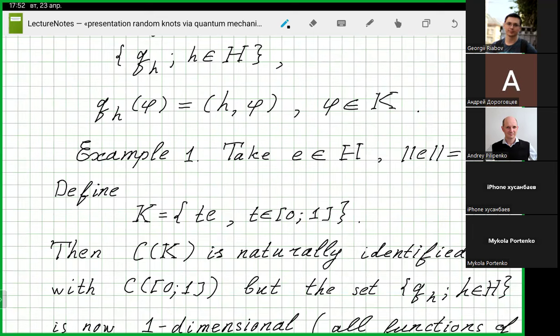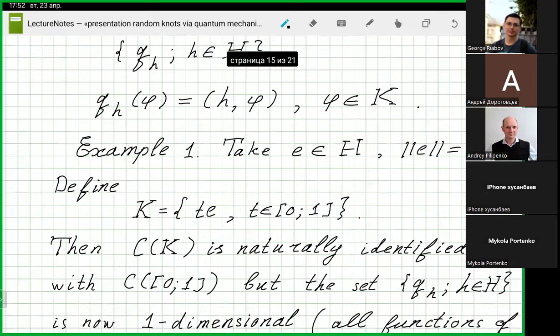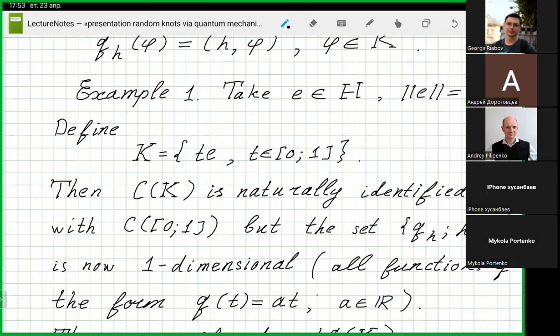Then C_K can be naturally identified with C^0_1, but the set Q_H now is one-dimensional. It contains all functions of the form q(t) = a·t for some possible a from R. So we see here that on a good compact, our set of functions Q_H is very poor.